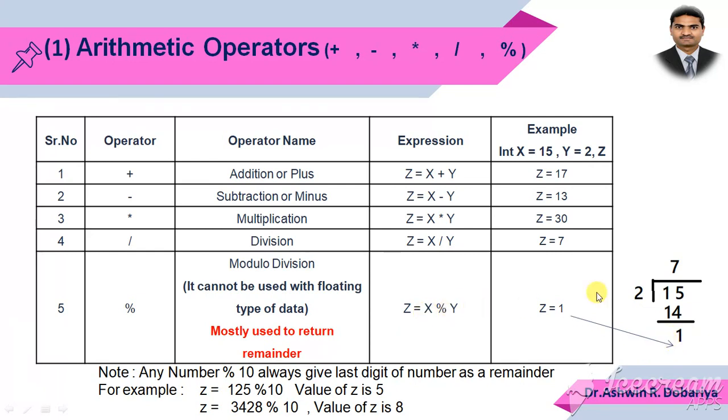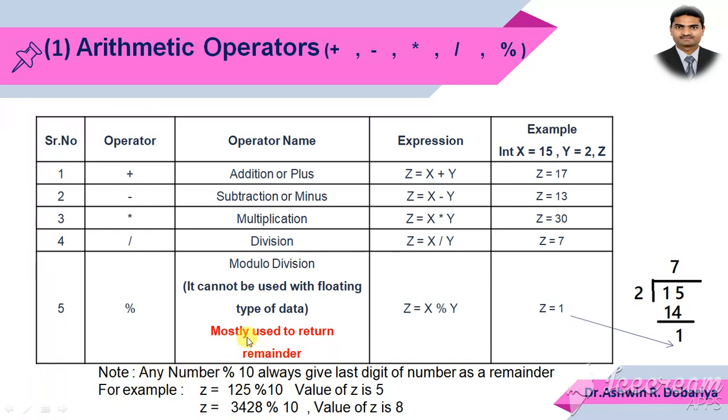Ultimately x upon y, so x is 15 upon y which is 2, so 2 multiplied by 7 is 14. So 1 is the remainder. So the modulus operator generally returns this remainder, and the division operator generally returns the quotient part of the division operation.